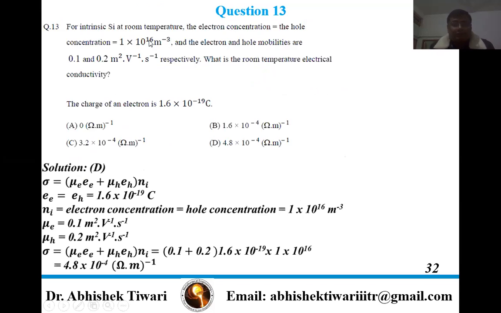Now question number 13. For intrinsic Si at room temperature, the electron concentration is equal to the hole concentration, equal to 1 × 10^16 per meter cube, and the electron and hole mobilities are 0.1 and 0.2 meter square per volt per second respectively. What is the room temperature electrical conductivity? The charge of an electron is 1.6 × 10^-19 coulomb.